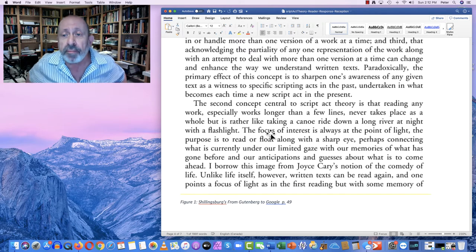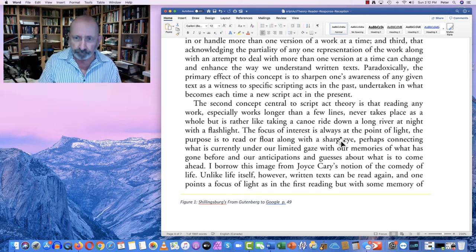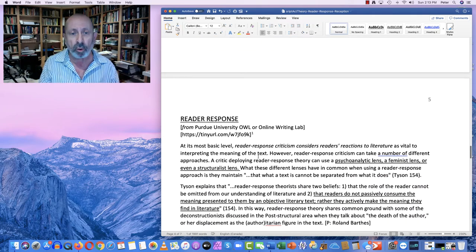The second concept is that central to script act theory is that reading any work, especially works longer than a few lines, never takes place as a whole, but is rather like taking a canoe ride down a long river with a flashlight. We pass through the text only seeing individual different moments at a time. And that has to do with the exegesis that I was talking about. You need an inventory of the sequencing of events before you can zoom out and put together the whole structure of how it all works.